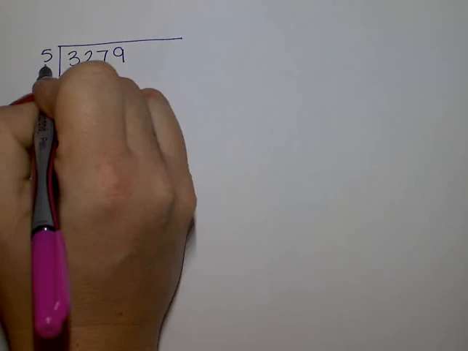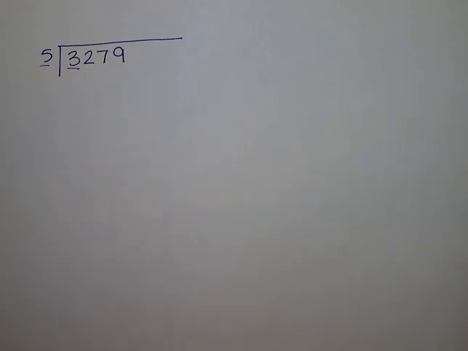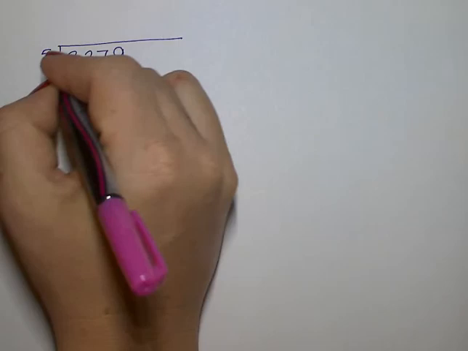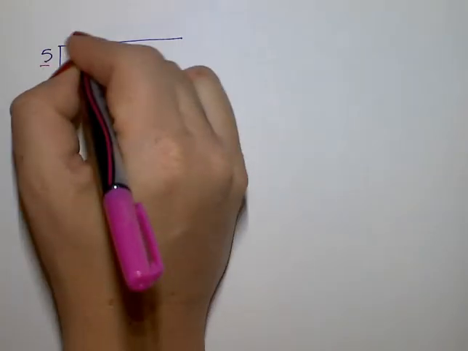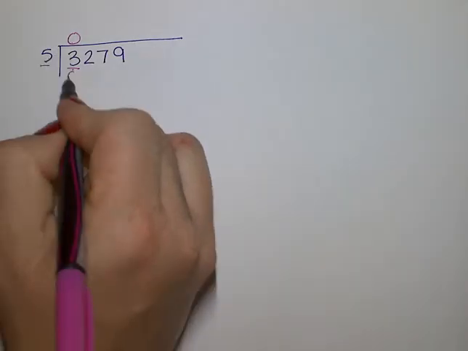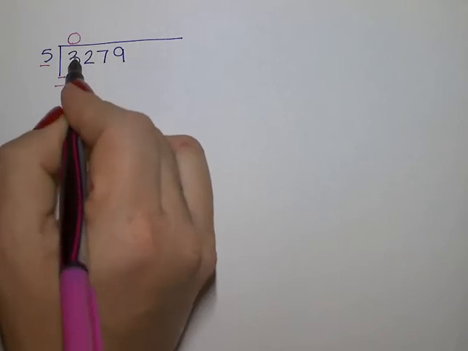You ask yourself, can 5 go into 3? It cannot. So I move to the next one. Technically, since 5 can't go into 3, you put a 0 up here since it can't fit in. 0 times 5 is 0. Changes to subtraction, and you subtract down. 3 subtract 0 is 3.